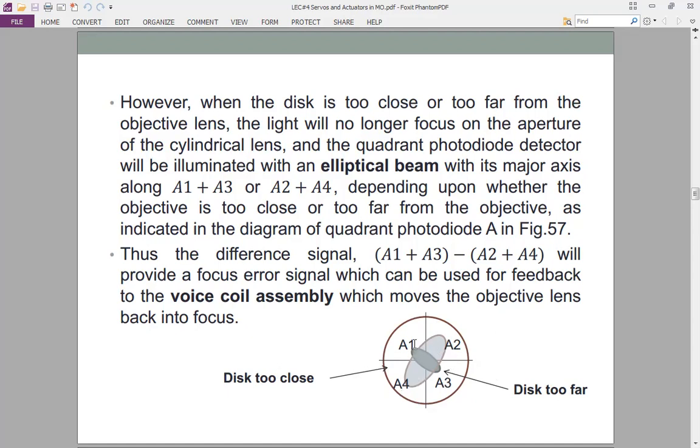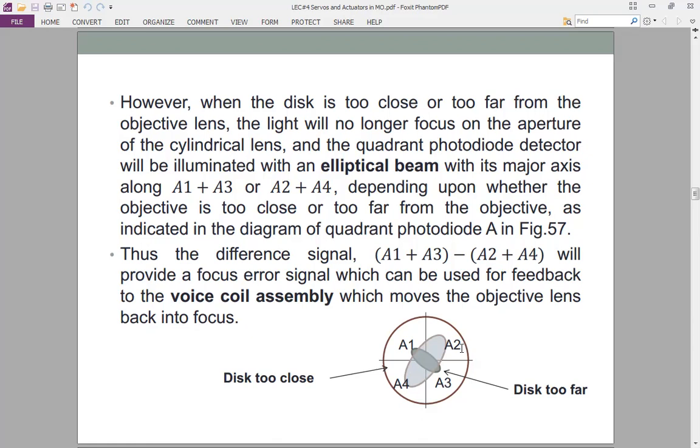And so you will find, for example, that if it is too far, you will have intensity A1, A3 being greater than the sum of A2, A4. Because of the difference in intensity, that will give you an error. That error is called focus signal error. It is showing that there is a problem with the focus. The disk has moved far or close to the objective lens.